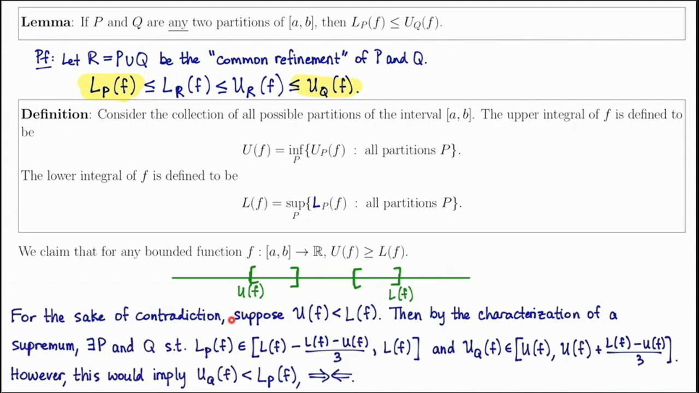So here's the proof. For the sake of contradiction, suppose that U of f is actually to the left of L of f. Then through that characterization, there must be partitions P and Q so that the lower sum of f with respect to P would live in this closed bounded interval whose left endpoint is L of f minus (L of f minus U of f)/3, the distance between them divided by 3, through L of f. That puts the lower sum of f with respect to P in this interval. Meanwhile, the upper sum of f with respect to Q would be found in this interval. And then that contradicts the lemma that we proved at the top of the slide.